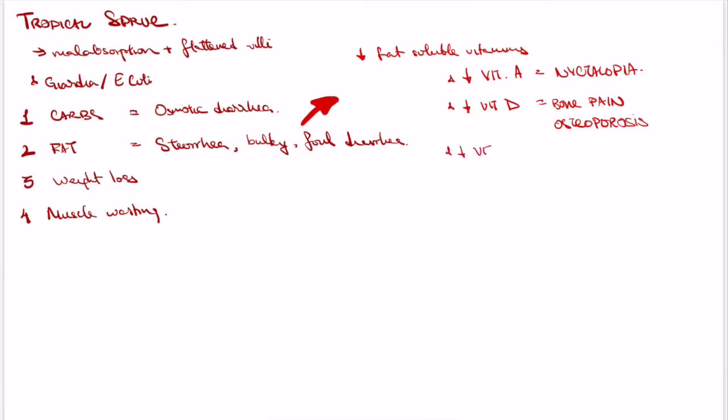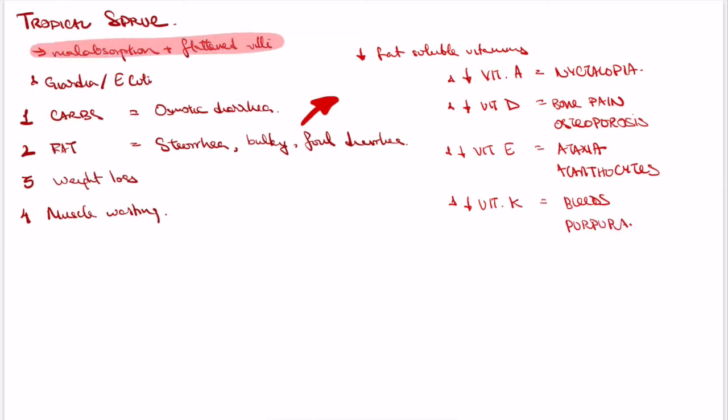A vitamin E deficiency causes ataxia, which is a degenerative nervous system disease. The presentation is basically like that of being drunk, and is caused by damage to the cerebellum. Vitamin K deficiency can lead to bleeds and purpuras. So again, with this disease, the investigation of choice is biopsy along with the identification of the bacteria's presence. Treatment is with tetracycline and folic acid.